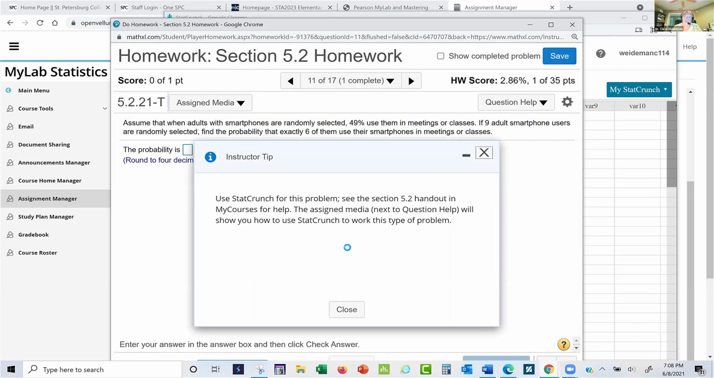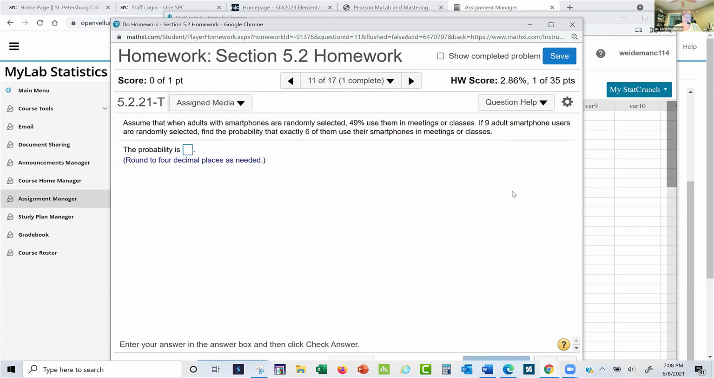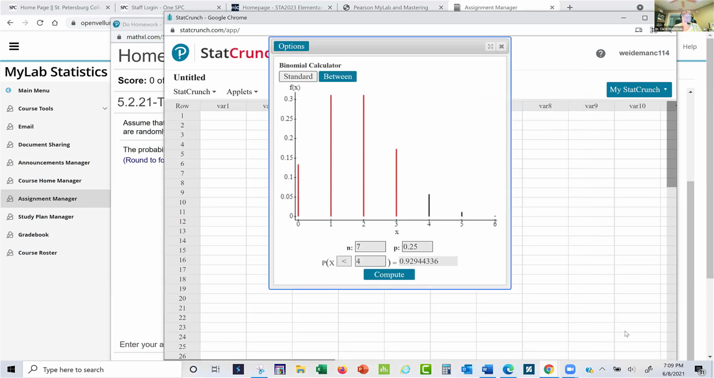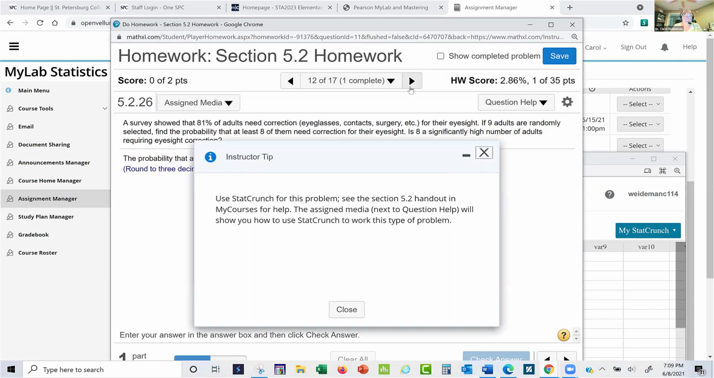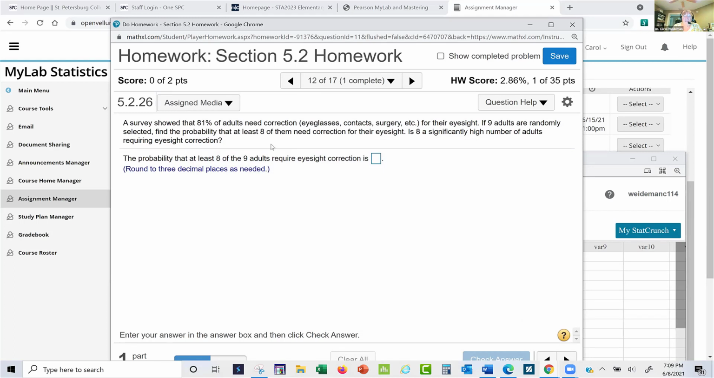These are pretty easy. Again, you're going to have to set the tool up each time. Once you have a tool set up, it'll stay there. You can just keep using the same tool over and over because you just keep changing the N and the X and the P. Read the questions carefully, exactly 6 on this one. What does this one say? At least 8. So at least 8 would mean 8 or more out of 9 adults.